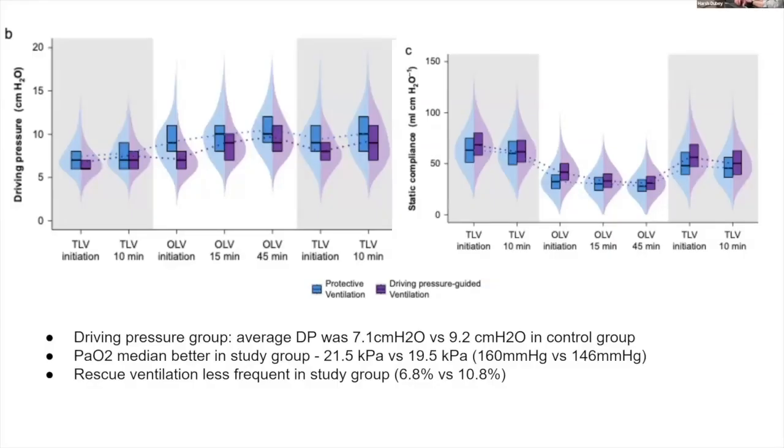The left-sided chart has medians and interquartile ranges for driving pressures. And the driving pressure guided ventilation group quite clearly had better driving pressures intraoperatively. However, that difference between the control group and the study group decreased over the period of the operation. Potentially they needed to re-recruit during the operation and that may have changed their outcomes, but they did have a better PaO2 in the study group, but only marginally.